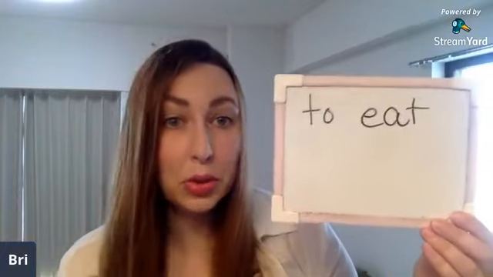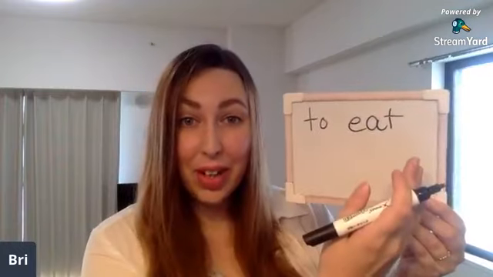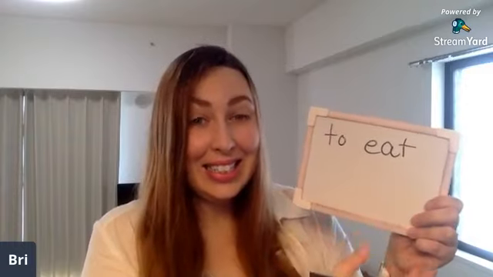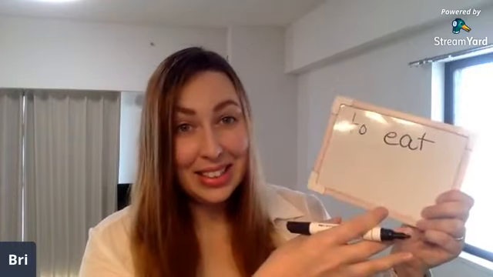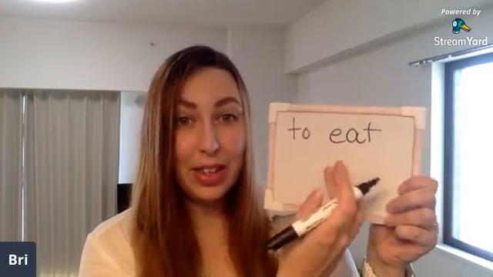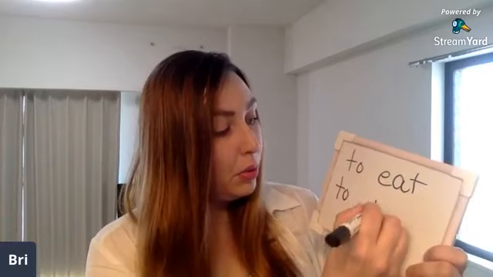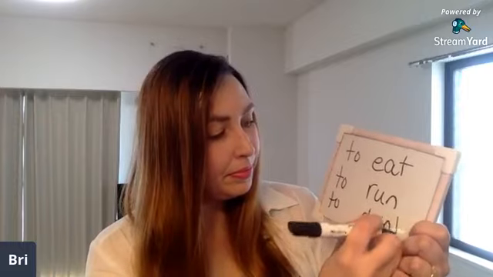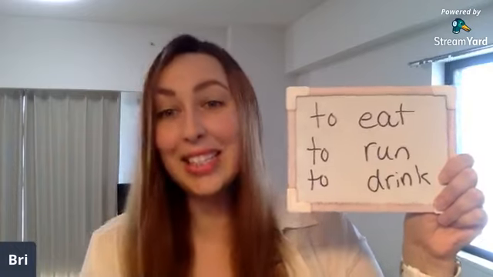So infinitives, usually there's a "to" in front of it. So "to eat." This is the infinitive of the verb eat, right? So we can say eat, eats, eating, ate. Those are all different forms of the verb eat, right? So to eat, to run, to drink. Okay, these are all infinitives. All right? Yes, verb plus to.